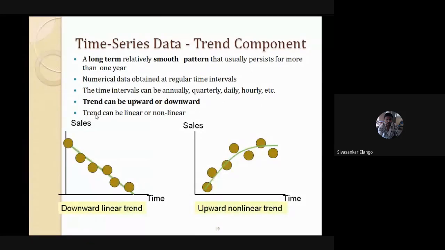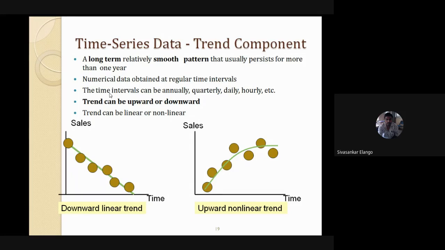The first type of time series component is the trend component. It's a long-term, relatively smooth pattern that usually persists for more than one year. Trend means it can be a positive trend or a negative trend. So for the sales in the first diagram, there is a downward trend.